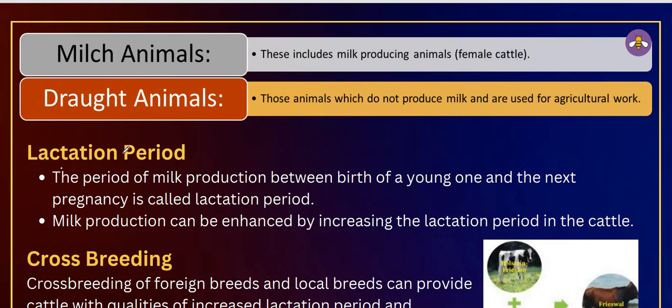Then you have lactation period. See, lactobacillus bacteria. All right. The period of milk production between the birth of a young one and the next pregnancy is called the lactation period. It is not like the Indian cow will give milk the whole year. No, when it gives birth to its young one, at that time milk is secreted in the mammary gland, and when it gets pregnant the next time, again it starts producing milk, and this is known as lactation.